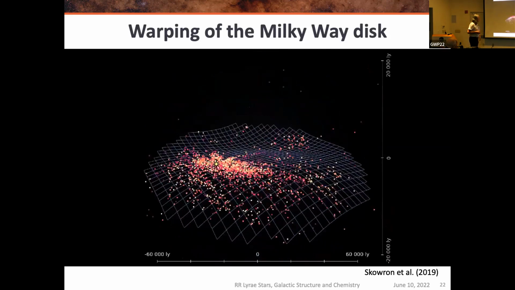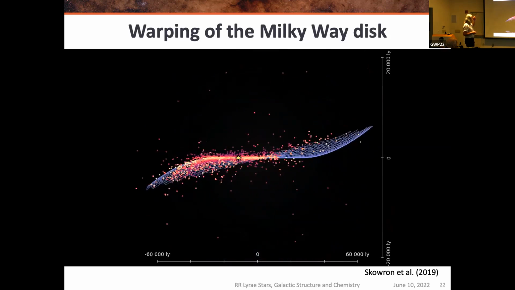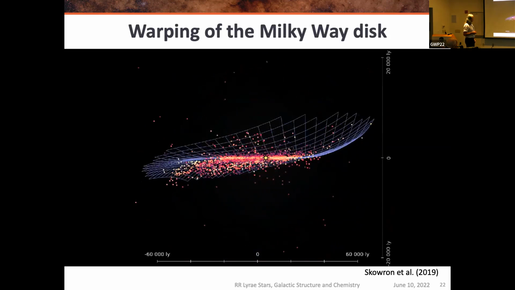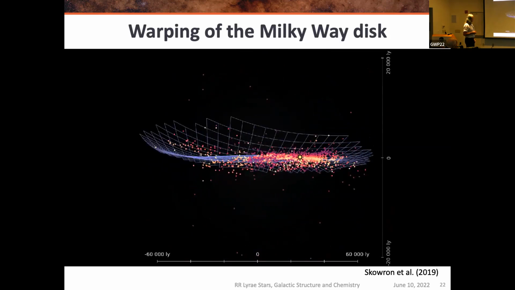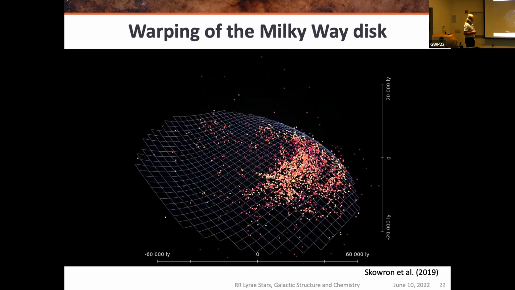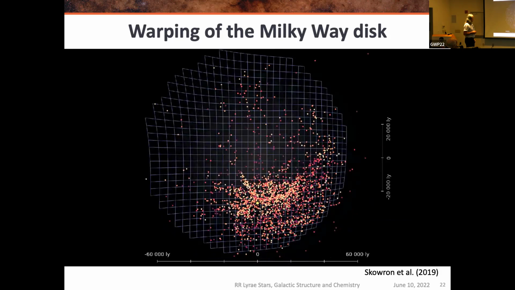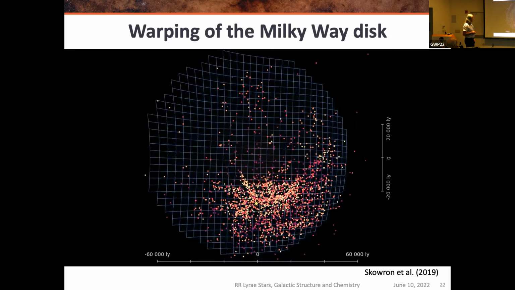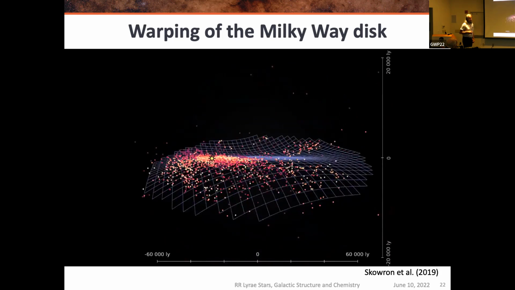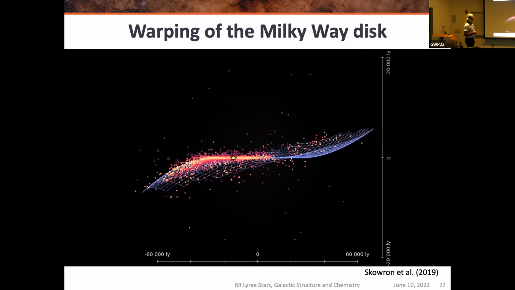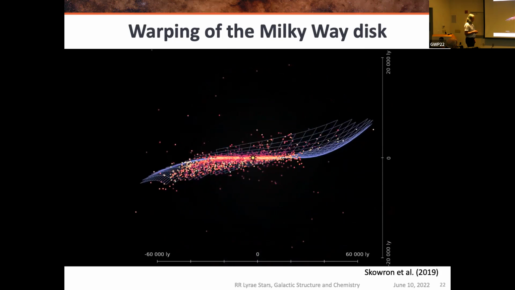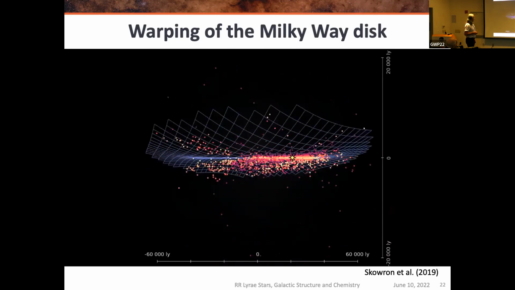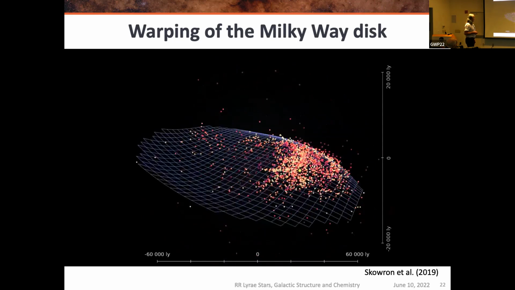This animation shows how the galactic disk is twisted. The reason for this shape of the galactic disk is not clear. Probably the interactions with the Magellanic Clouds could be the reason why the galaxy disk is warped.